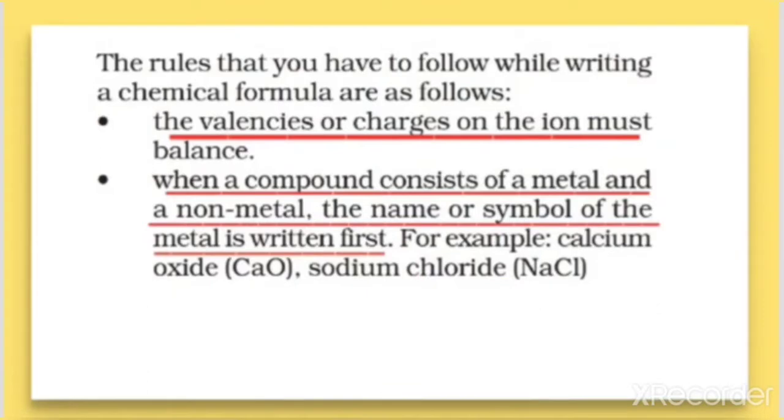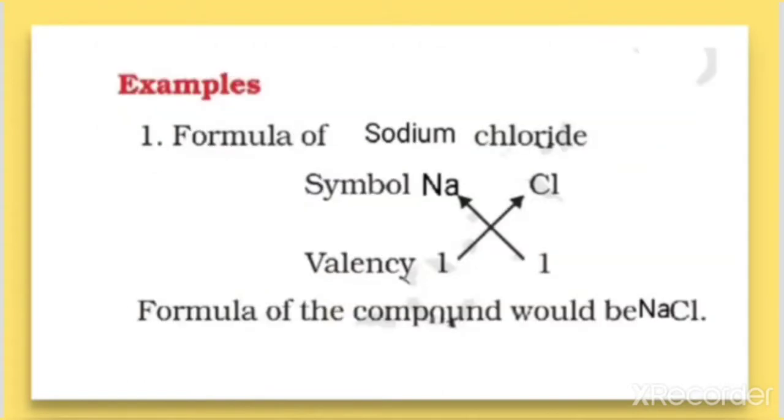Let us see what the first rule says. The valencies or the charges on the ions must be balanced. What does this rule say? While making the formula, whatever the valencies are, or we can say the charges of the ions, they should be balanced. Because when you make the crisscross, these valencies get balanced. That is what the first rule says.